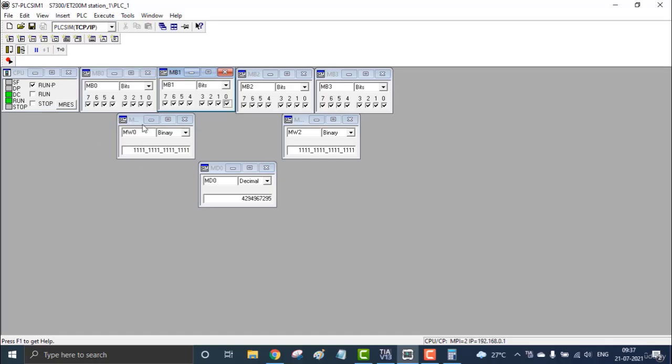We are using the memory word for storing the integers, and we are using the memory double word for storing and calculating the real numbers. So that is the memory organization. We are taking MW0, then MW2, then 4, then 6, then 8, like that. That is a memory word. If you are taking the memory double word, you can take it as MD0, MD4, MD8, and MD12, like that. So this is the memory organization in Siemens.